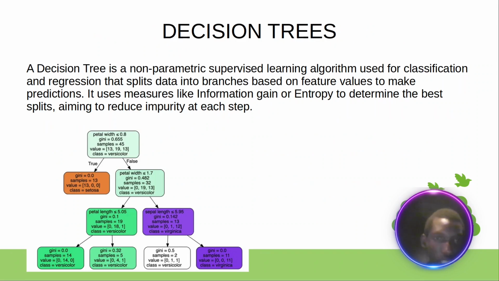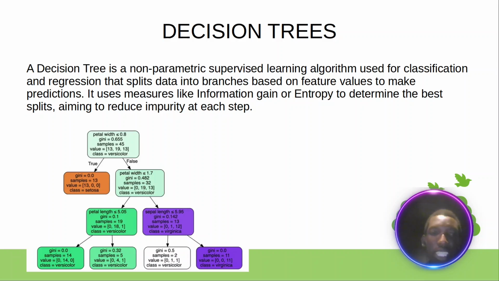So a decision tree is a non-parametric supervised learning method. That means the accuracy will grow with the data, so our knowledge of the problem grows with the size of the data. Then it's used for classification and regression, and we basically just keep splitting branches on feature values to make predictions. So we'll use information gain and entropy to determine which feature is best to split on and will have less impurity at that particular step.